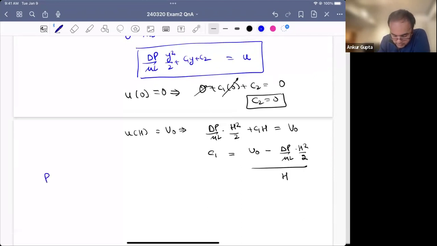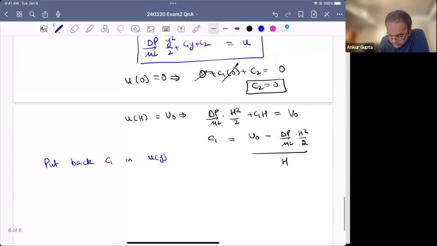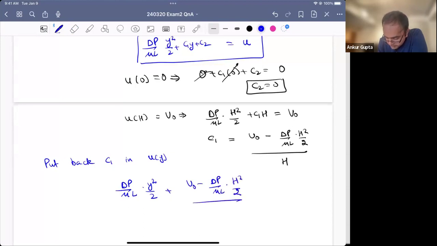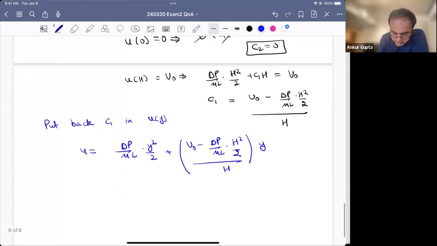Now I put back c1 in u of y. So I get delta P by mu of L y square by 2 plus c1 which is u naught minus delta P by mu L h square by 2 by h into y, and this is equal to u of y. I'm just moving the left hand side and the right hand side. U of y is this.